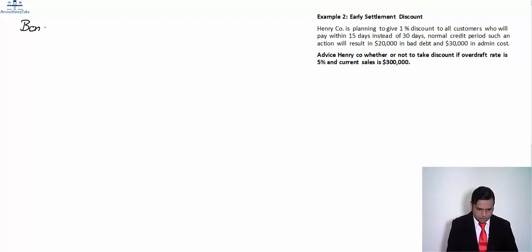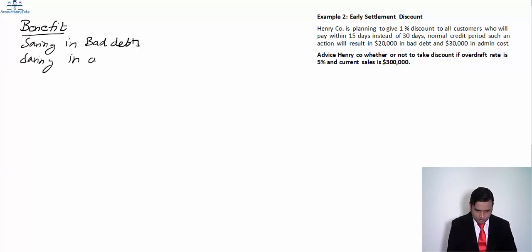Yeah, we will start from here. First is benefit. A benefit in saving in bad debts. Then we have got saving in admin cost. That's the straight figures coming out from the example.